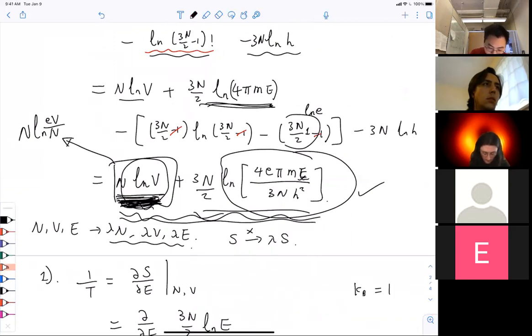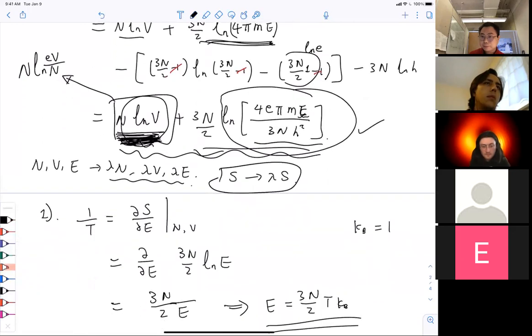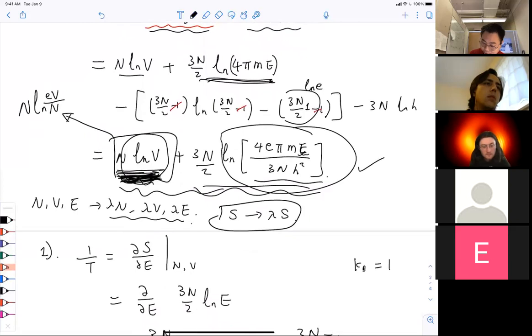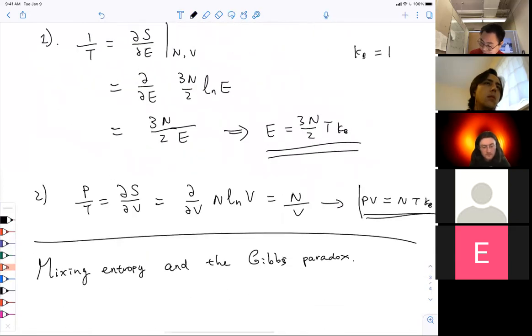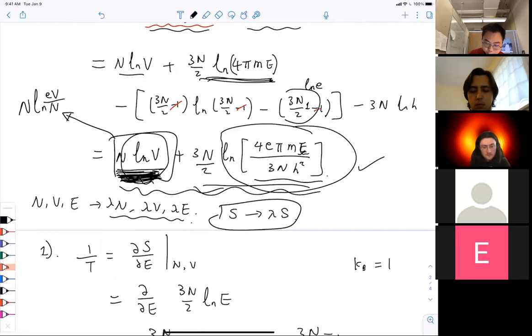Then you can see if we scale our N, V, E to lambda N, lambda V, lambda E, here V and N, the lambda cancels out. In the second term, E and N, the lambda also cancels out. Then it becomes a very nice extensive quantity, S scaling to lambda S. But many results are the same for both cases. For example, for the pressure and the energy, the only difference is in the entropy.